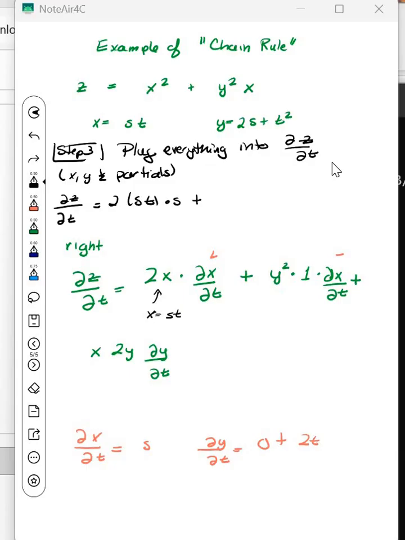And then I got y squared. I'm going to drop my 1 now. The partial of x with respect to t is, again, s. And then I have, oh, sorry, instead of y squared, I have to pop in y squared. This is why I get B's and not A's. Y was 2s plus t squared, squared, times s. And my last thing is going to be below here, it's going to be x times 2y.